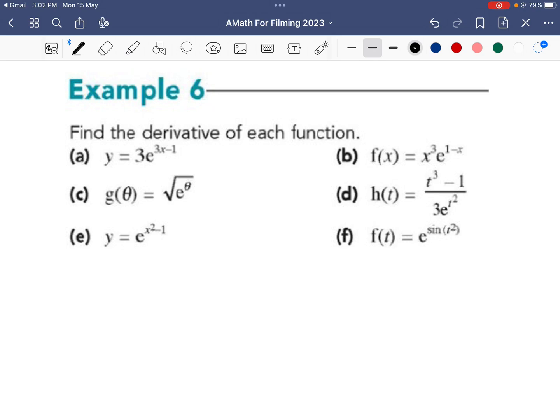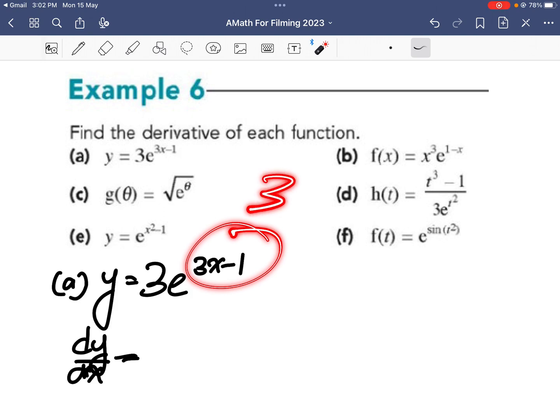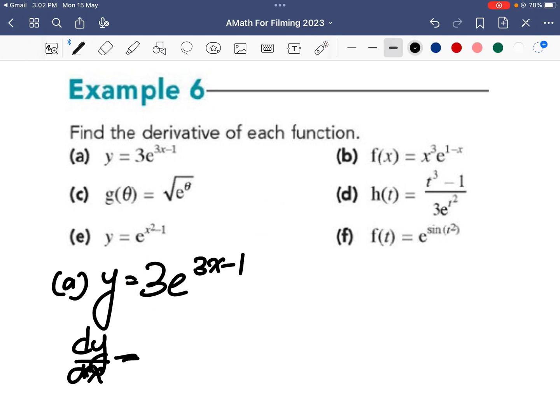So now very quickly, let me just do all of this. Given in part A, y is equal to 3 times e to the power of 3x minus 1, differentiating y with respect to x. Differentiating 3x minus 1 gives me 3. So 3 times 3 will give me 9. So what I have here is 9 times e to the power of 3x minus 1.